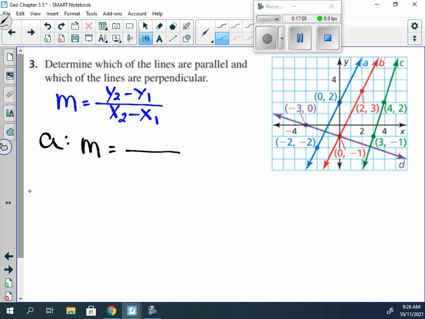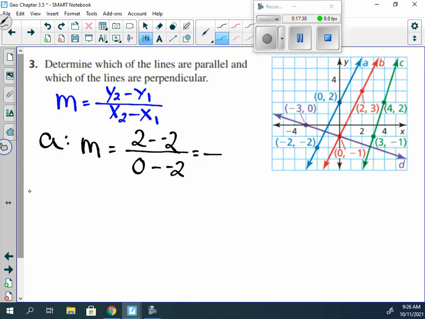So line A, the 2 points that we have are what? (0, 2) and (-2, -2). So our 2 y values for these 2 points are, so we can say 2 minus -2. Now since I used the y value of 2 first, what x value has to go first? 0 minus -2.